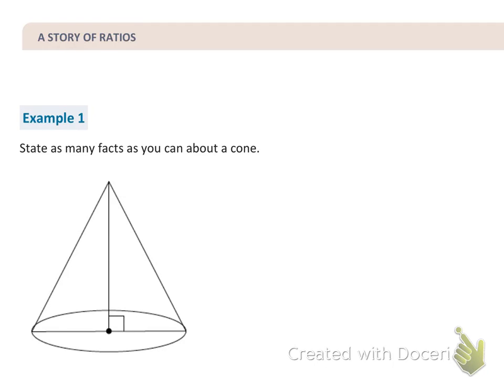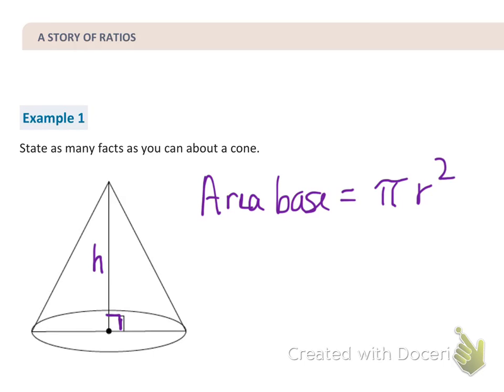Okay, so with this cone here, we know that we have this perpendicular height. This cone has a certain height that it goes up, and it has a circular base. The area of the base would be pi times the radius squared. Here is the radius. You could call this dimension the diameter, twice the radius.